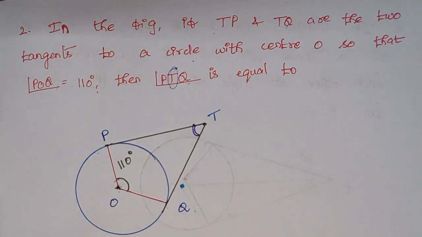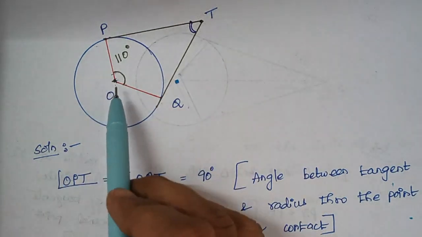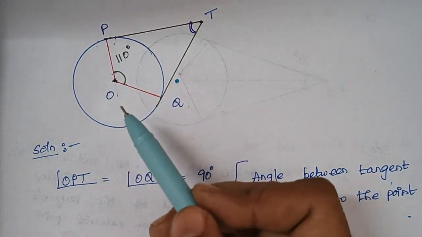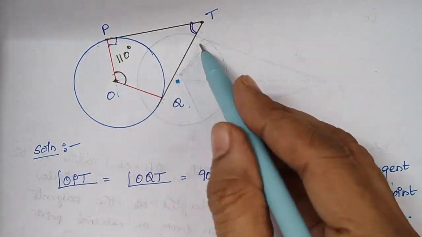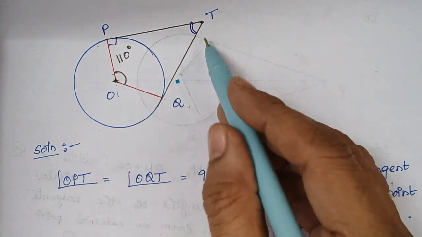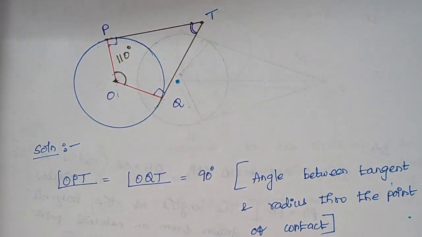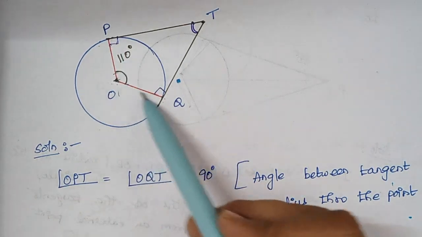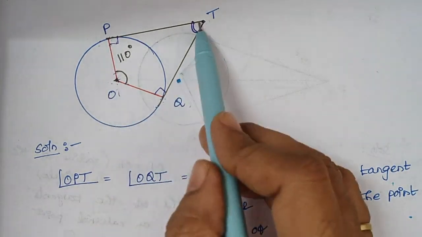Again, the angle between a tangent and the radius is always 90 degrees. So here we have 90 degrees. Similarly, this is also a radius of the circle and this is a tangent, and this angle is also 90 degrees. Then here we have a quadrilateral, that is, a four-sided figure.